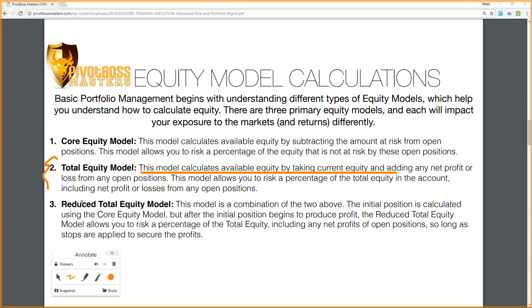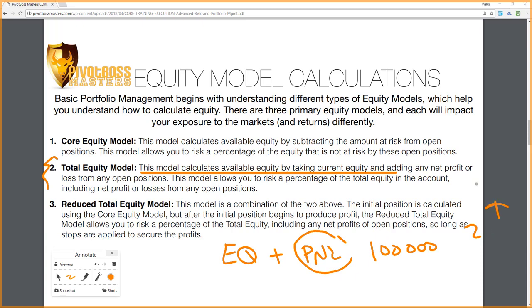The total equity, this is more along the lines of what I've been doing for a very, very long time, but this model calculates the available equity. So here's your available equity, and then it adds to it any P&L, any profit and loss. So say you have a 100K account, and you have two positions that are in trade, and they're both up a combined, say, $2,000.